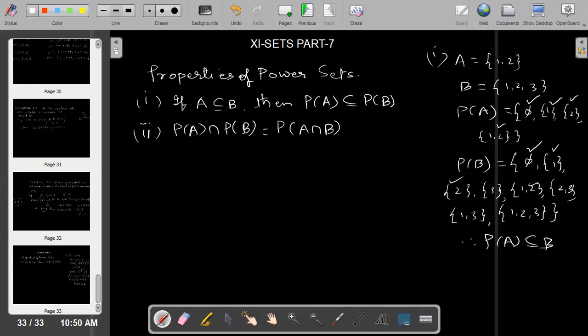Intersection means, if we want to find A intersection B, here what is A intersection B? A intersection B is the common elements 1 and 2. Okay, that we will study later on. For intersection and union, union means sum of these two sets. If you add these two sets, that is called union. So A union B is the sum of these two sets, that is 1, 2, and 3.